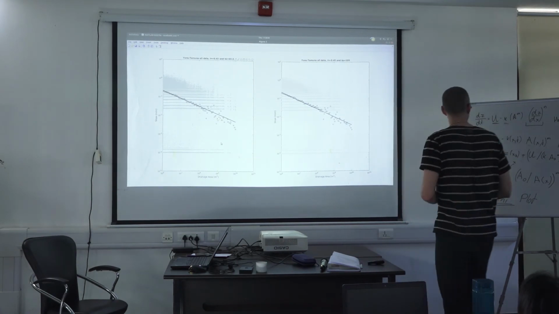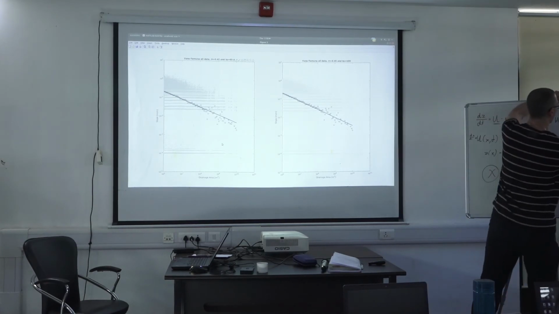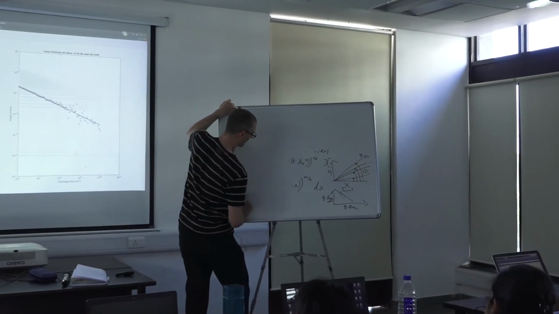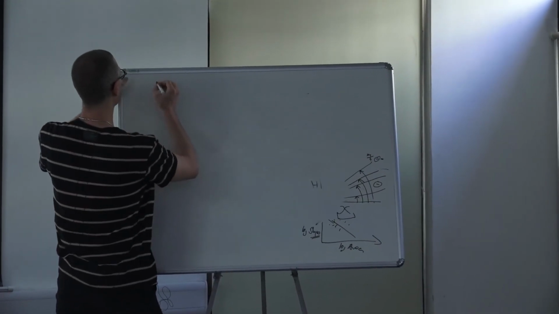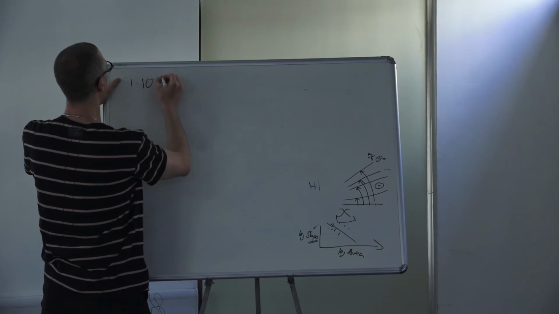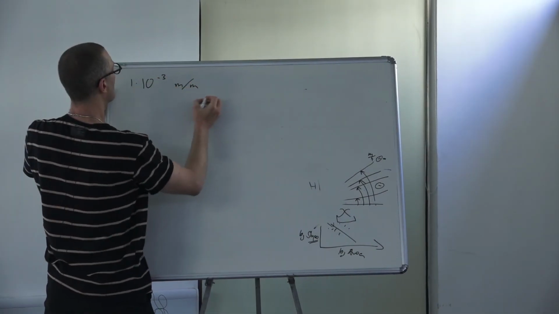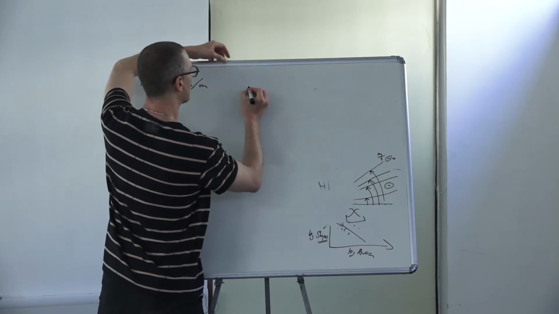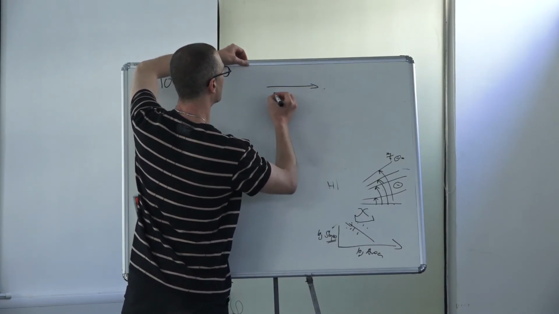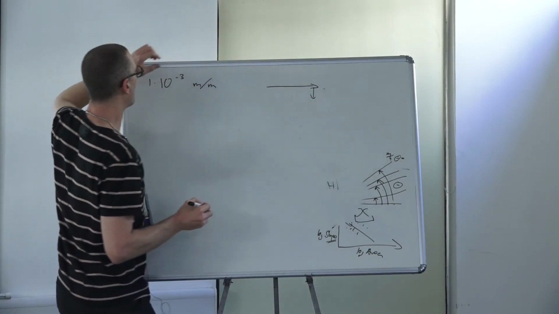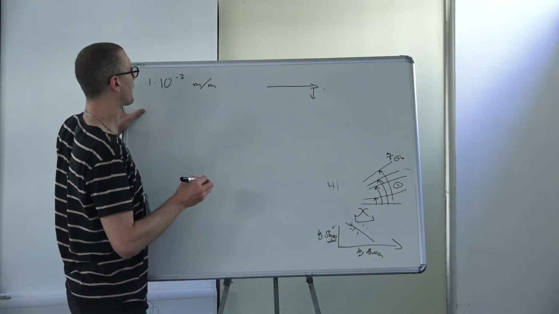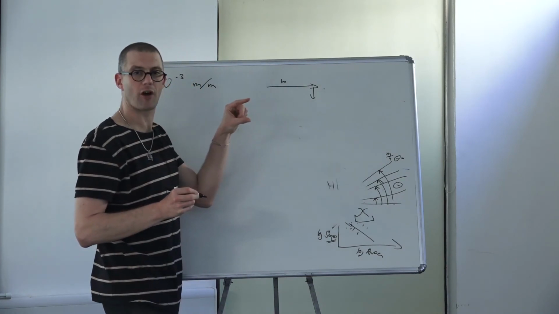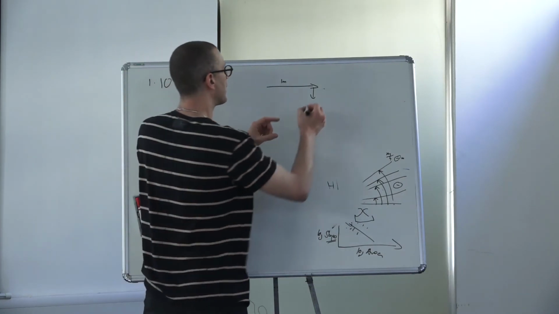Think about it, 10 to the minus 3, what does that mean? So if I have a slope of 1 times 10 to the minus 3 meter per meter, what does that mean if you would translate this? I mean, think about rise over run. This is the distance and this is the drop. What would that slope mean? For 1 meter distance, what would be the drop? 1 millimeter, exactly.